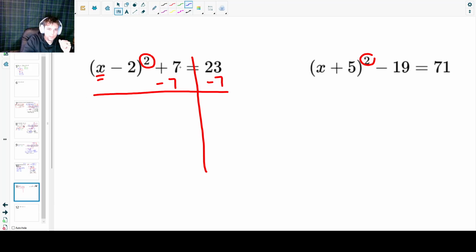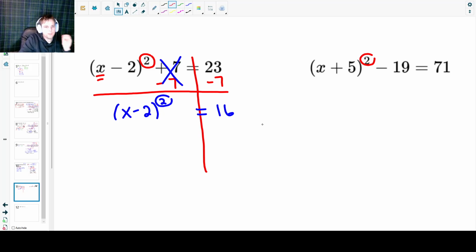Go ahead and rewrite this. These cancel out. And now we have x minus 2 squared equals 16. Alrighty, now it's time to get rid of this exponent, right? Because this exponent is kind of trapping everything over there. Now we take the square root. And now it cancels out with this. And now we get this.